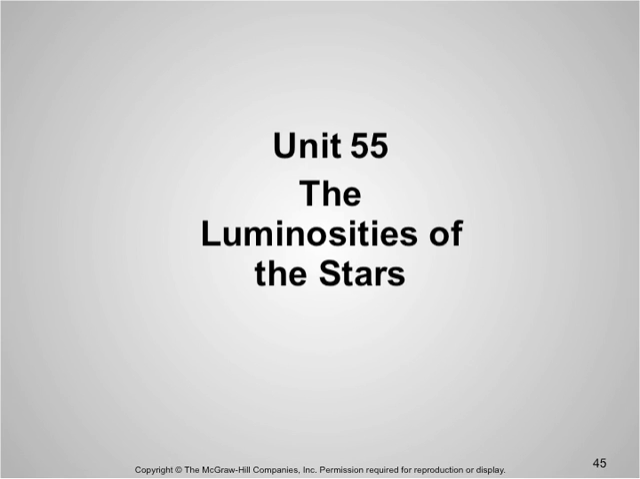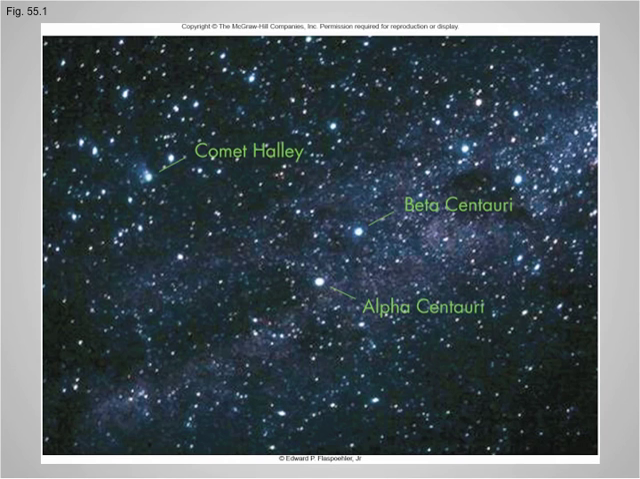Let's talk about the luminosity of stars. In other words, how much light do they give off? Looks can be deceiving. This image here, if you knew no better, you might think that Comet Halley gave off about as much light as Alpha Centauri or Beta Centauri, because it appears to be about as bright as those stars in this image. But the thing is, we know that Comet Halley is actually much closer to us than the Centauri system.